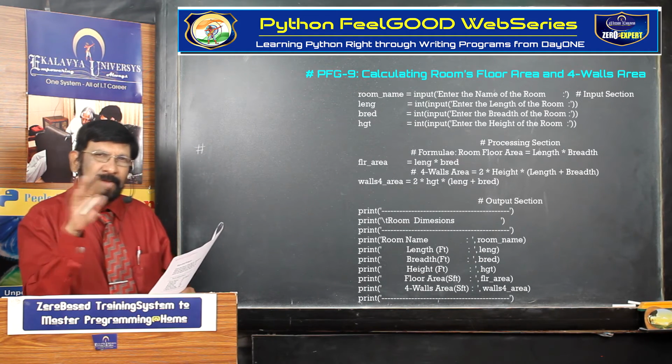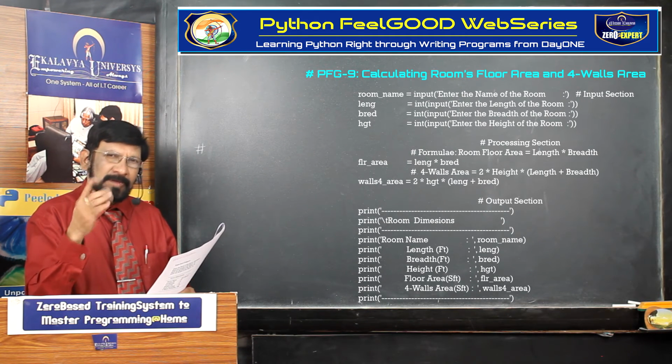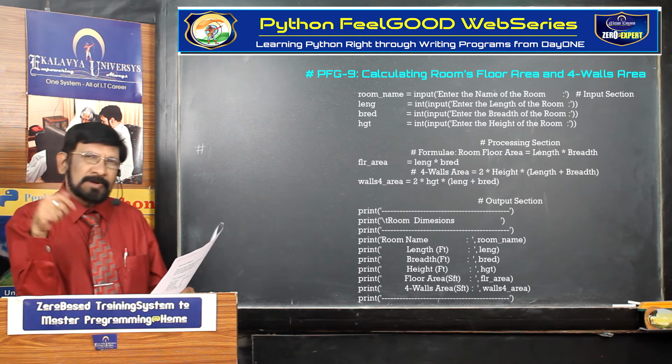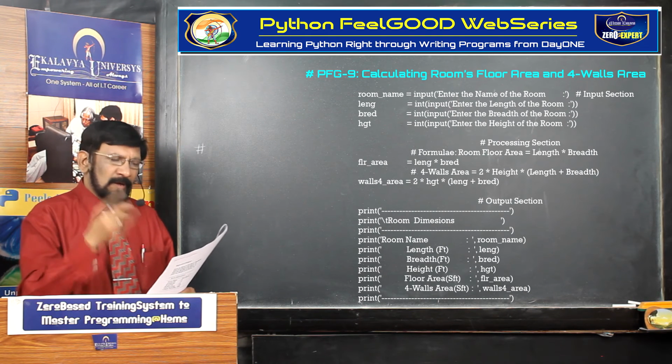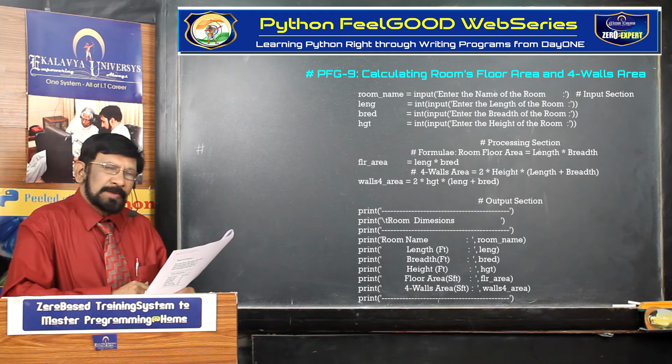I don't discourage other types, but for the sake of simplicity, I am taking all these values as int. In the marks report program also I have taken only whole numbers, ignoring the fractional part, for the sake of simplicity, nothing else. Once you get proficiency, you can do anything. So this is the input section.